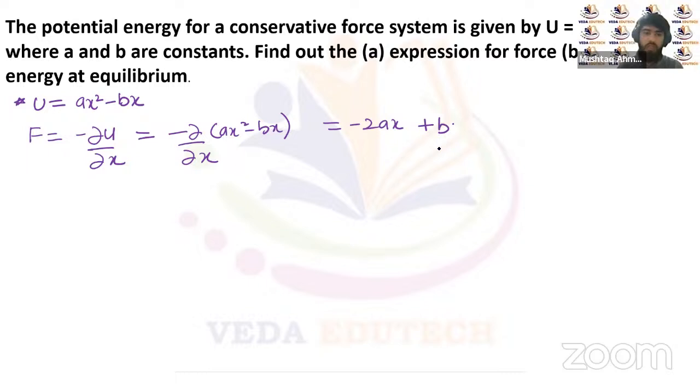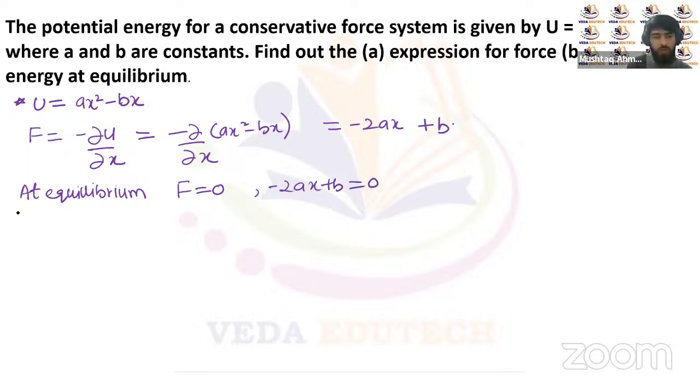Now, potential energy at equilibrium. At equilibrium, the force on the body will be equal to zero. F is equal to 0. It means that minus 2ax plus b has to be equal to 0. So from here, the value of x will come out to be b upon 2a.